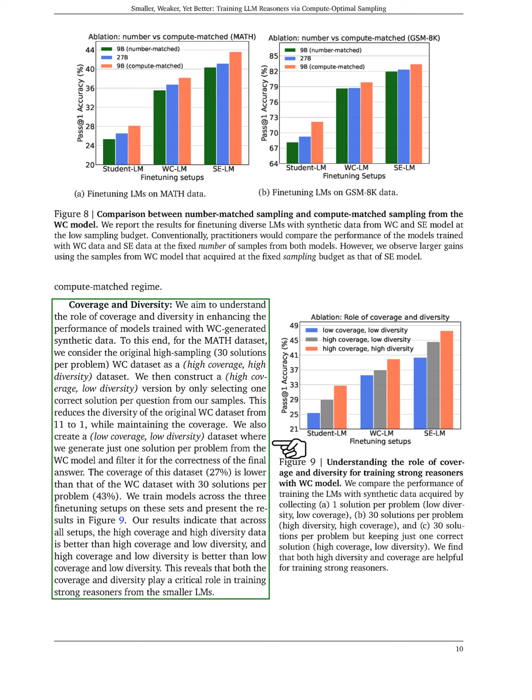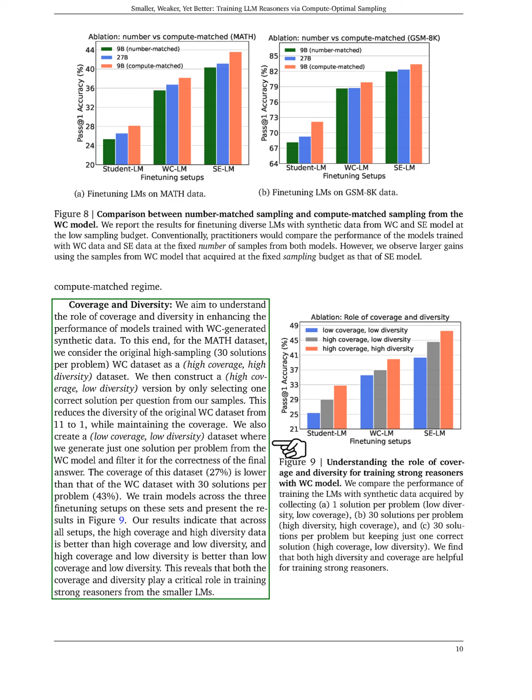Finally, we examine how coverage and diversity impact the performance of models trained with WC-generated synthetic data. For the MATH dataset, we use the original high-sampling WC dataset, which has high coverage and high diversity, as a baseline. We then create a version with high coverage but low diversity by selecting only one correct solution per question, reducing diversity from 11 to 1 while keeping coverage intact. Additionally, we generate a low coverage and low diversity dataset by producing just one solution per problem from the WC model, which results in a coverage of 27%, lower than the 43% of the original dataset.